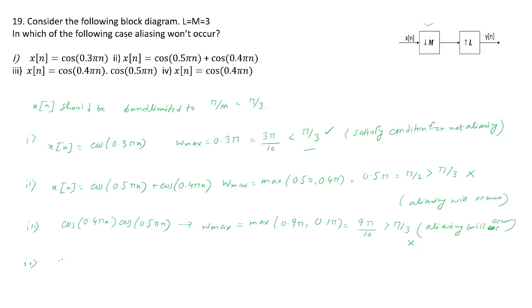The fourth one is cos 0.4 pi n, where the only frequency component is 0.4 pi, which is 2 pi by 5, greater than pi by 3 again. So in this case also you would run into the problem of aliasing. So the first one is the correct option.